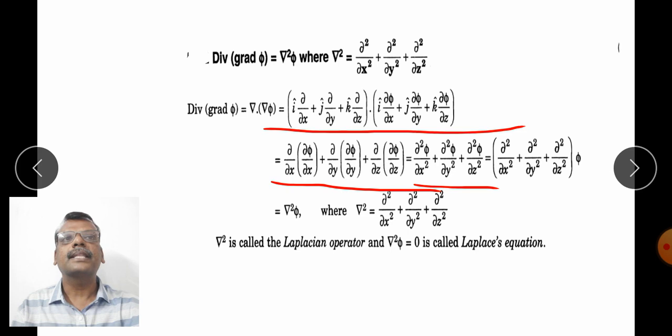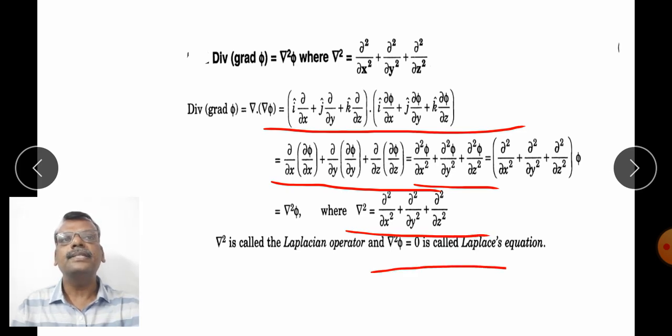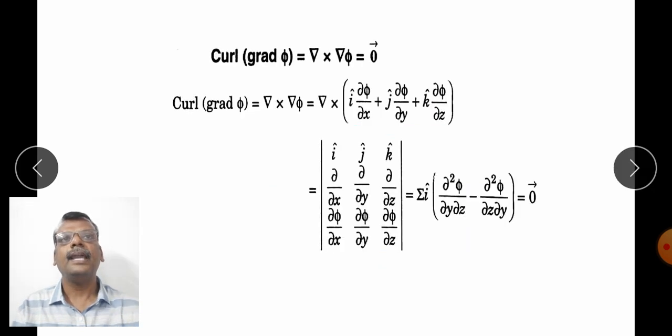Del square is called the Laplacian operator. If del square phi is equal to 0, then it is called Laplace's equation. And some more results on this one. Curl of grad phi, that is del cross del phi, is equal to 0. Curl of grad phi is equal to del cross of del phi.